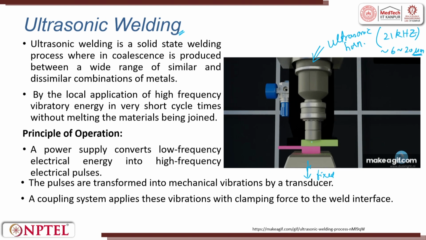The top surface of the plate is pressed by the ultrasonic horn. Ultrasonic welding is a solid state welding process wherein coalescence is produced between a wide range of similar and dissimilar material combinations by a local application of high frequency, 21 kilohertz, with a very short cycle time. With an amplitude of 6 to 20 microns applied, the surfaces are cleaned, the nascent surfaces come in contact, and the joining happens.